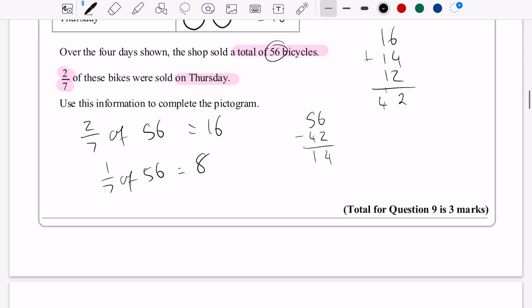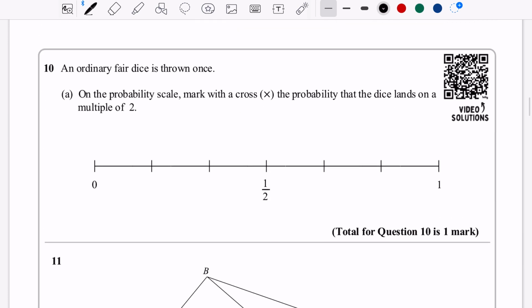Just an FYI. An ordinary fair dice is thrown, so you've got a dice being thrown 1 time. What is the probability it lands on a multiple of 2? So your options on the dice are 1, 2, 3, 4, 5, 6. A multiple of 2 just means the 2 times table. So the numbers are 2, 4 and 6. So it's 3 out of 6, and that's a half of them. Half the numbers will land you on a multiple of 2. So pop it in the middle. Alright, we'll move on.